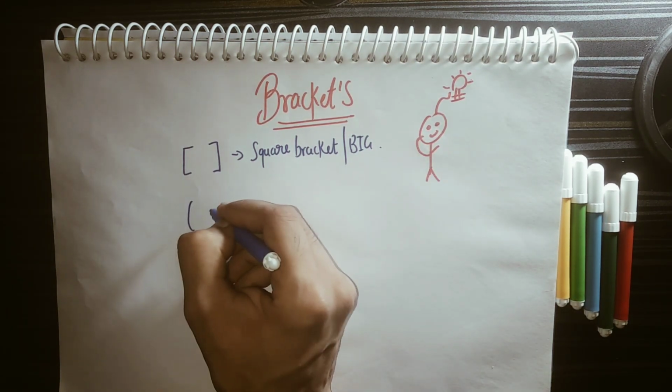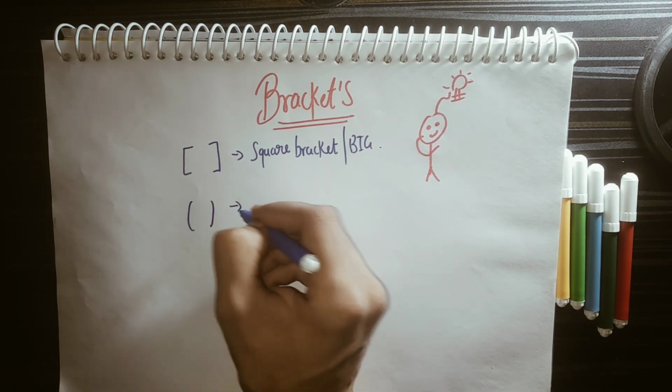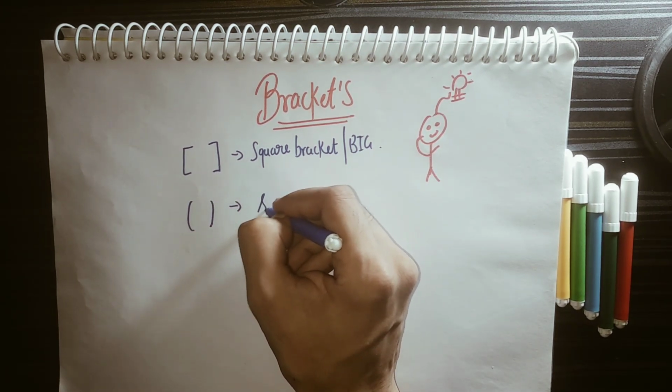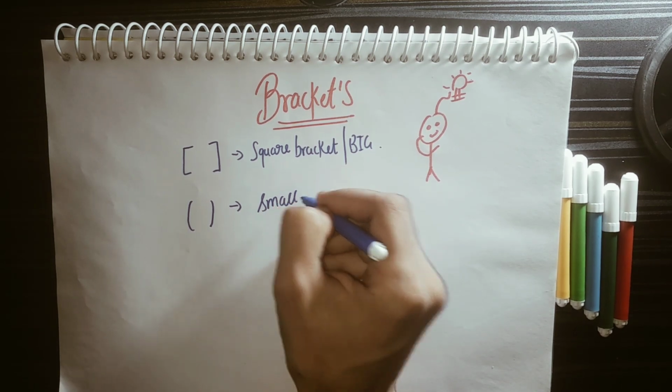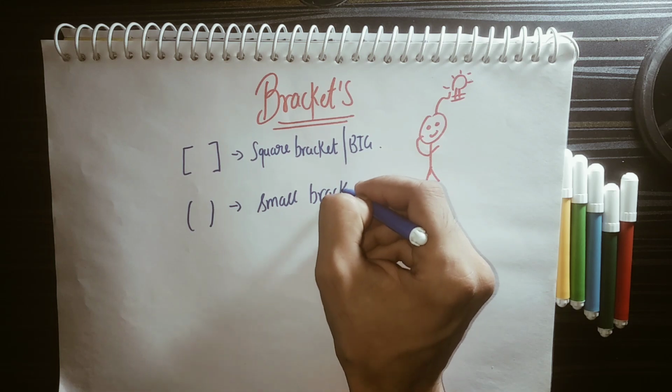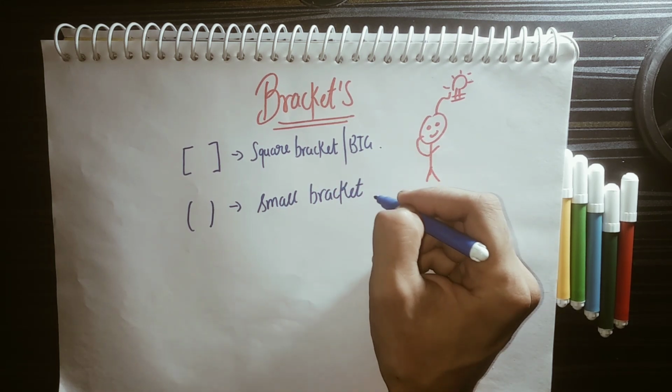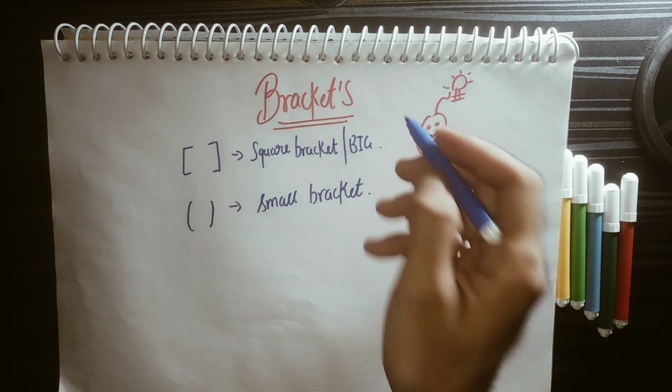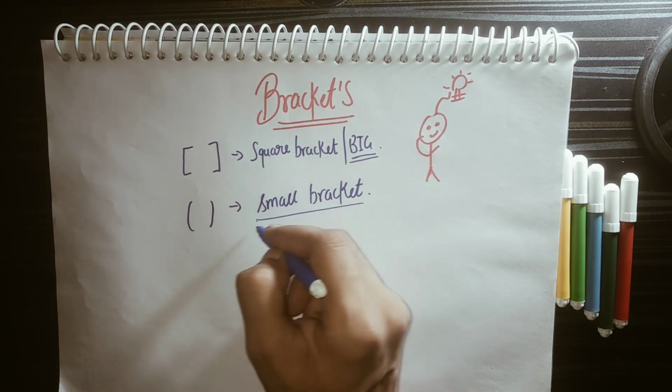Now the second kind of bracket is known as the small bracket. So it's the small one, small bracket. You can also call it C shape, open and close, but technically it's the small bracket. So big bracket, small bracket.